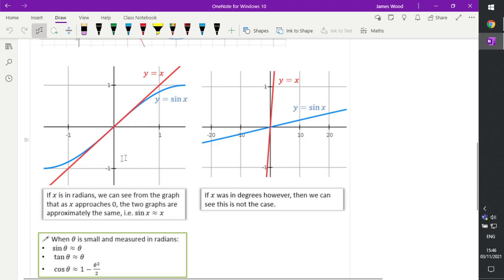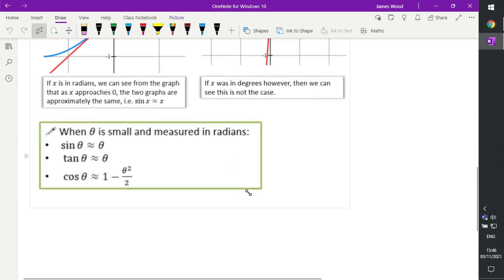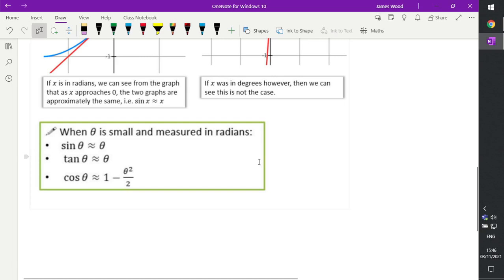So on the left here, I've got the sine graph in radians. On the right here, I've got it in degrees, and you can see that it doesn't really work as an estimate here. But we showed that when theta was really small, so smaller than 0.1, 0.2, sine theta you can approximate as just theta. And the same with tan theta, that approximates to just theta as well. And then cos theta becomes 1 minus theta squared over 2. And you are given these in the formula booklet, which is quite handy. So it's helpful to remember them, but they are in the formula booklet.